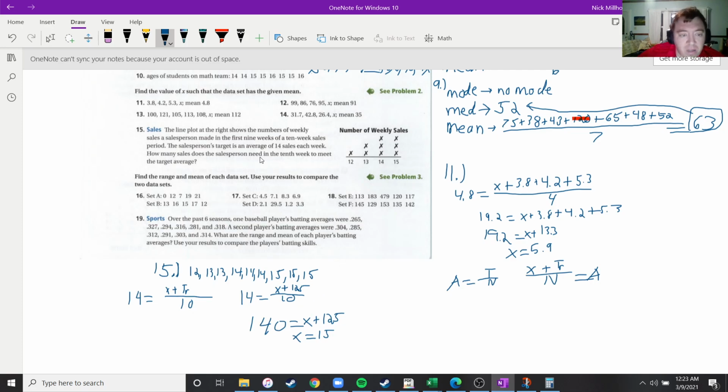Alright guys, I hope that all made a little bit of sense. The range, if you were ever looking for the range, is just your highest minus your lowest. So whatever your highest number is minus your lowest number, that would be our range. So I hope that helps.